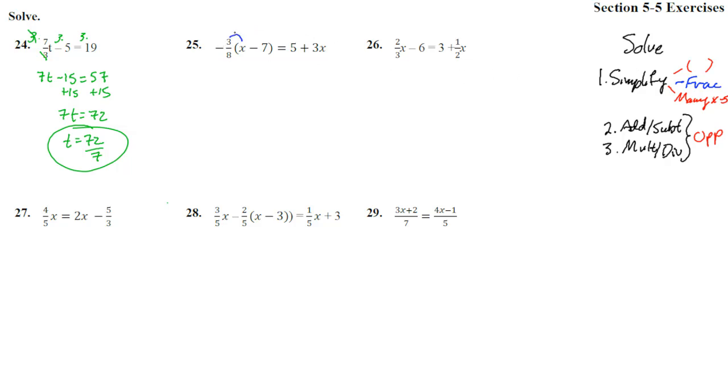Yes, we do. So we jump that in and we get negative 3/8 x plus 21/8 equals 5 plus 3x. Do we have any fractions? Yes, we do. Let's multiply through by 8 everywhere. Times by 8, times by 8, times by 8, times by 8. And we're left with negative 3x plus 21 equals 40 plus 24x.